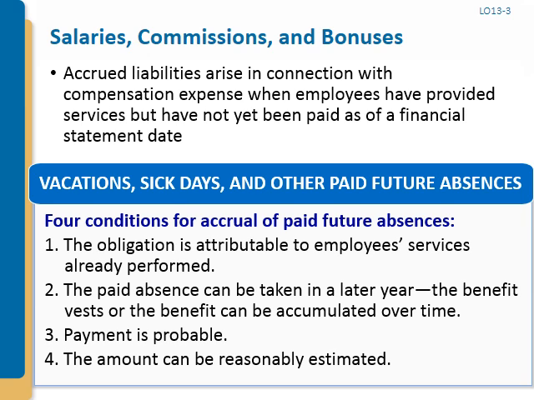prior to the financial statements. An employer should accrue an expense and the related liabilities for employees' compensation for future absences, such as vacation pay, if the obligation meets all the following four conditions. One, the obligation is attributable to employees' services already performed. The paid absence can be taken in a later year. The benefit vests and will be compensated even if the employment is terminated. And the benefit can be accumulated over time. Two, the payment is probable. Three, the amount can be reasonably estimated.